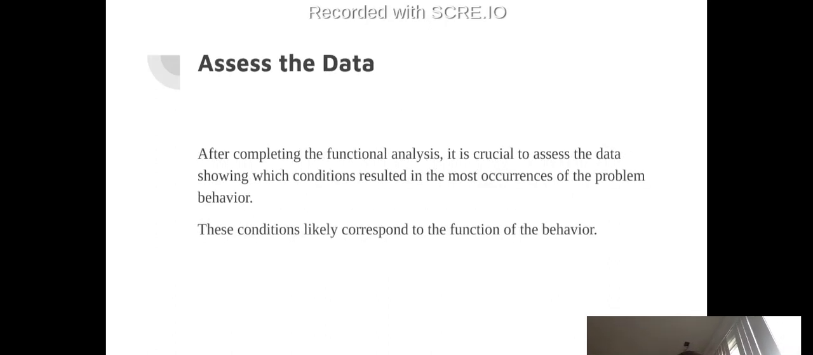After you have finished, obviously you need to assess the data. You want to look at which conditions the behavior occurs in most frequently, and that is going to more often than not line up with a specific function of behavior. It's obviously not clear cut. There's no 100% success on anything we do in ABA, but the function is most likely going to line up with the condition that the behavior occurs in most frequently.